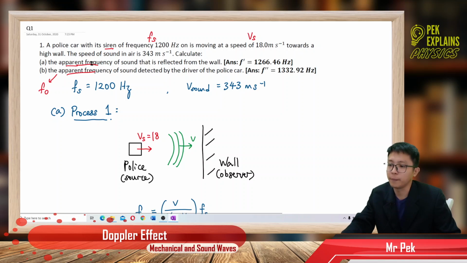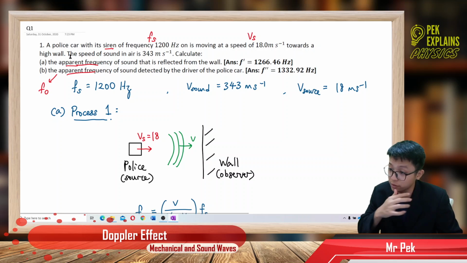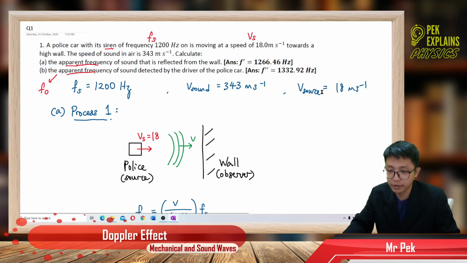Towards a high wall. So we already have the frequency of the source, 1200. Speed of sound, and speed of source, which is 18 meters per second. You know the source is moving. The source is the siren, the police car, moving at this speed of 18 meters per second towards a wall.